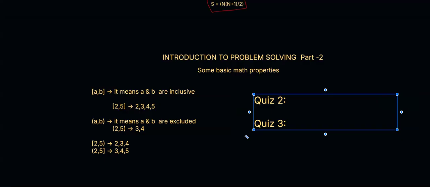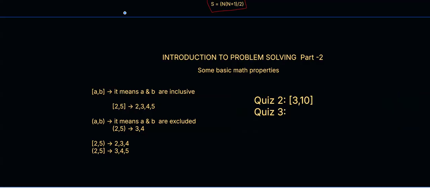So quiz 2: you need to answer this, 3 comma 10. Both are square brackets. I think somewhere on your screen you can see quiz 2. So now please spend some time and choose the correct option.